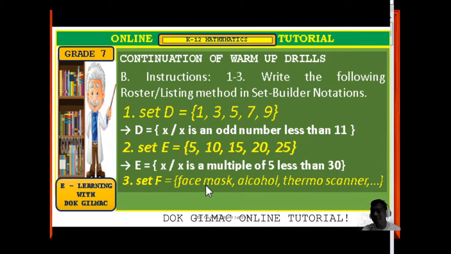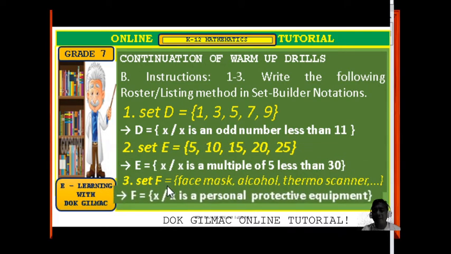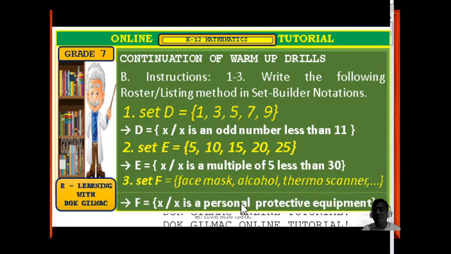Okay? So if we are to take a closer look at the given elements, again, these are all PPEs, Personal Protective Equipment. Okay? So we have set F is equal to the set of X such that X is a personal protective equipment. Okay? So these are all PPEs used in combating or preventing COVID-19. Okay?